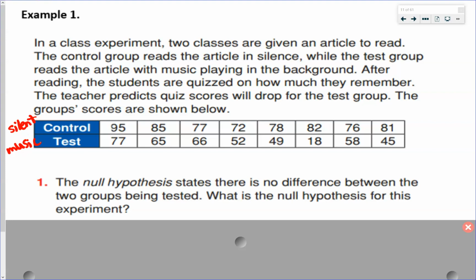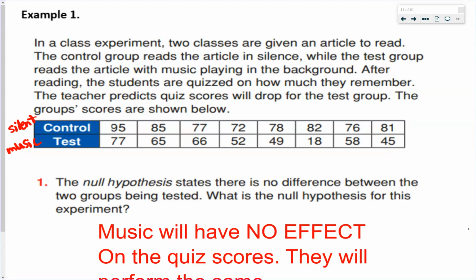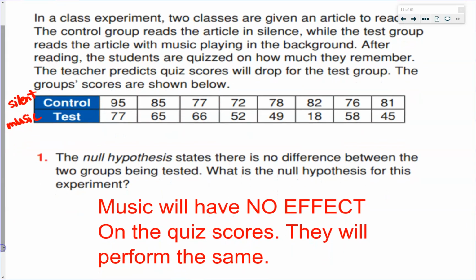So remember, the null hypothesis is going to say that there's no difference. So what is the null hypothesis for this experiment? Well, and be specific as to what it's referring to, we're going to say music is going to have no effect on the quiz scores. They will perform the same. So no effect. What is he testing? He's testing music. Null means no difference. So the music will make no difference on the quiz scores. We're going to predict that they are the same.